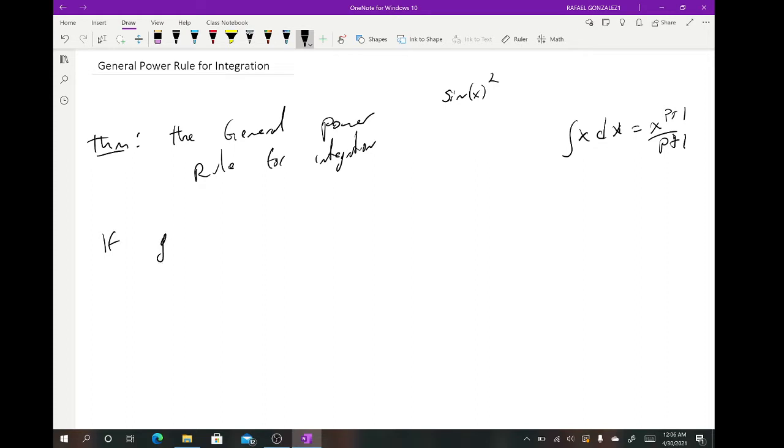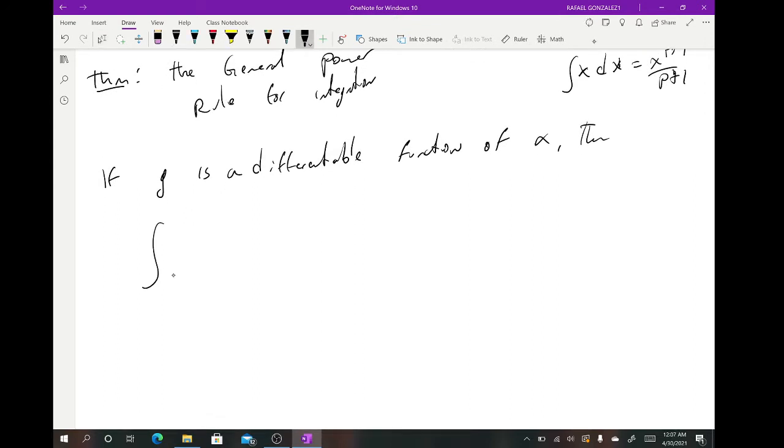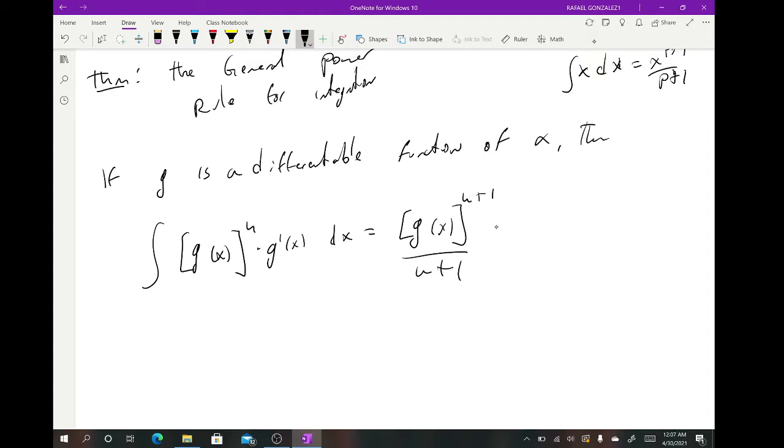So if g is a differentiable function of x, then the antiderivative of g of x to the power n times g prime of x dx is equal to g of x to the n plus 1 divided by n plus 1, plus c.